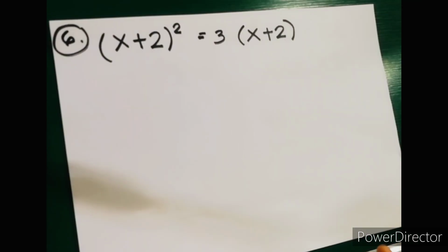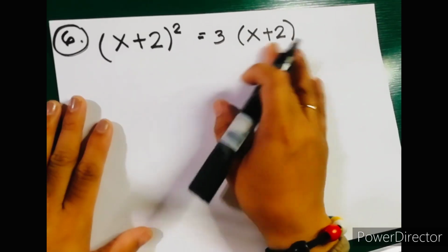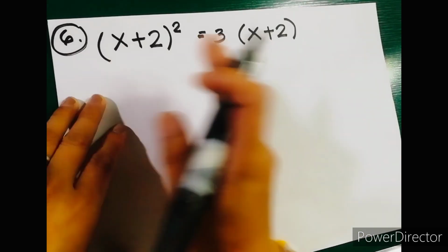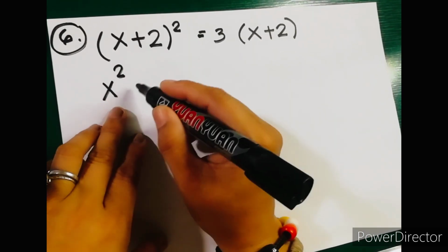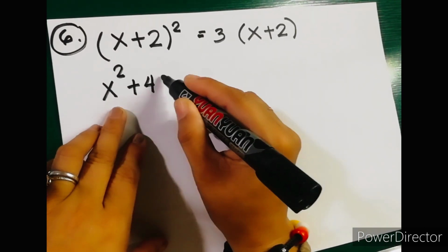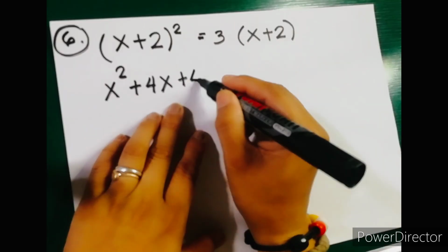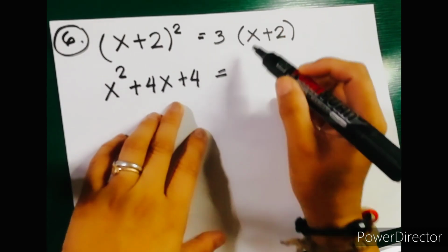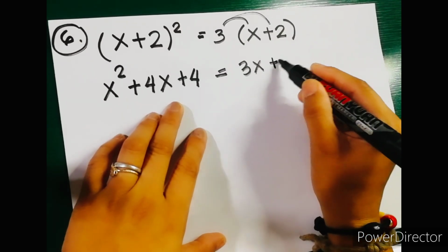For our number 6, we have the square of a binomial and the distributive property of multiplication combined. So we will apply both processes. So x squared, the product of the two terms plus 4x, plus the square of the last term, 4. And here, 3 times x is 3x. 3 times positive 2 is positive 6.